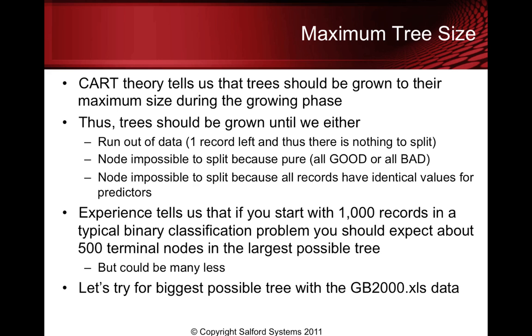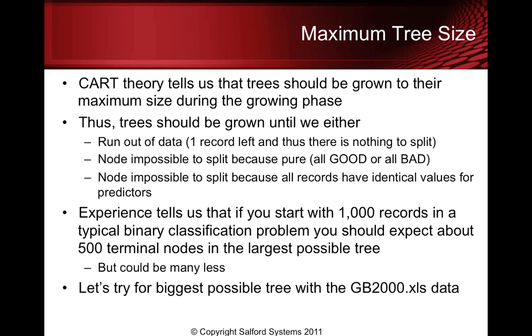Thus, trees should be grown until we either run out of data, which means there's only one record left, and thus there's nothing to split. Or the node is impossible to split because it's pure, that is, all the records belong to one class, such as, for example, all of them are good or all of them are bad in a two-class good-bad problem. Or the node is impossible to split because all records have identical values for predictors. The last is pretty rare, but it's still possible.